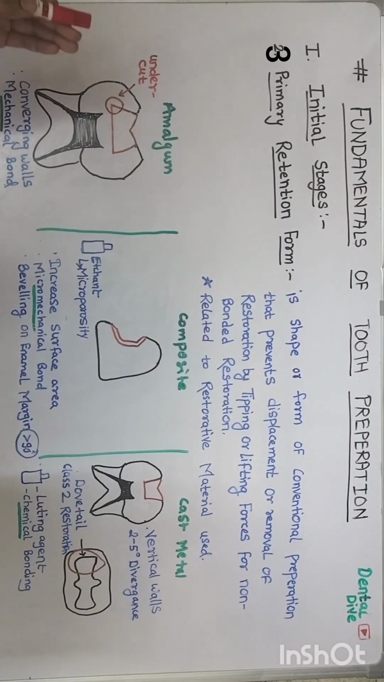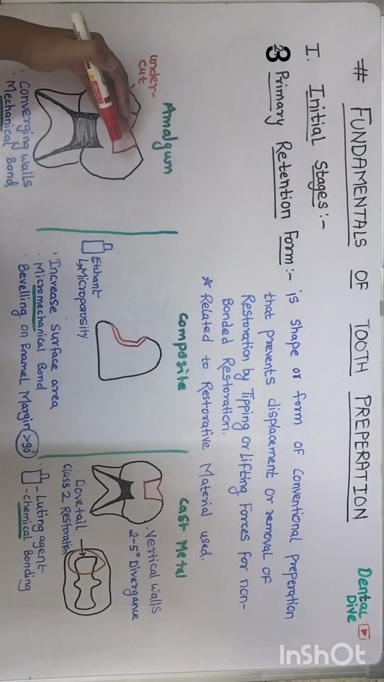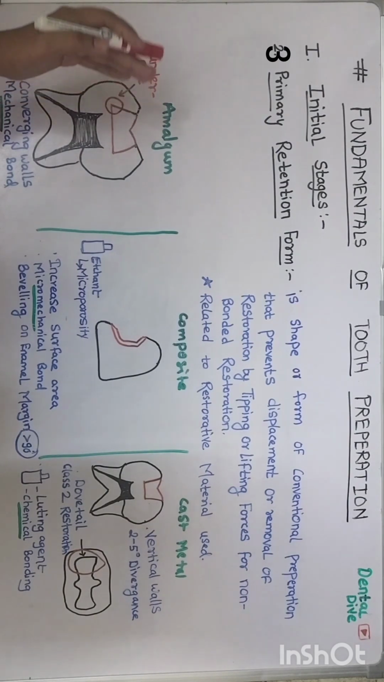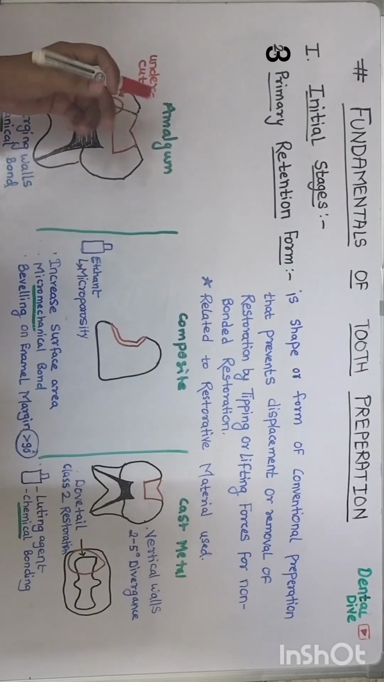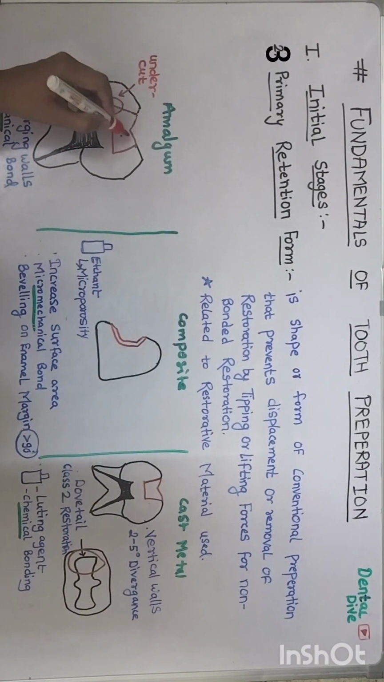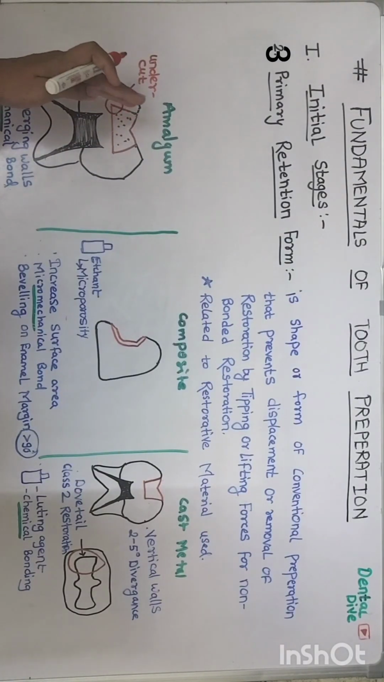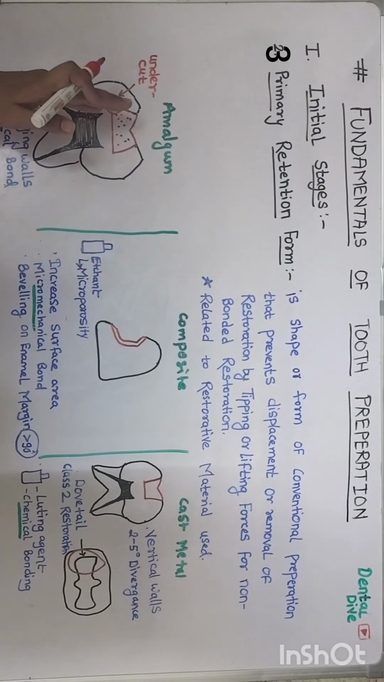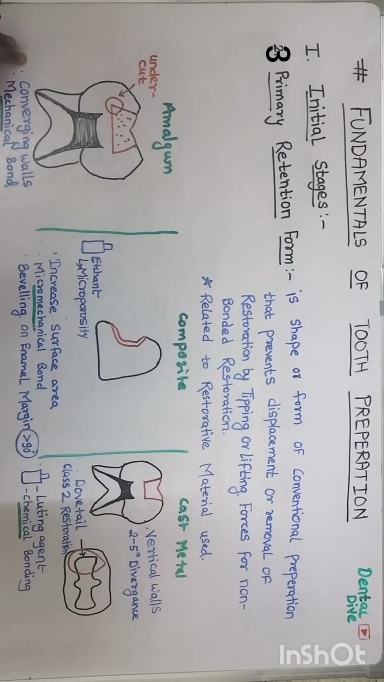For amalgam we need to provide converging walls, because if the walls are straight or diverging, the material will get displaced easily. But when we provide converging walls, buccal and lingual walls, the particles in this restorative material are bonded by some forces. So when we provide this convergence, it acts as a barrier in preventing displacement of restorative material. So for amalgam we provide converging walls and then it gets retained by mechanical bonding.